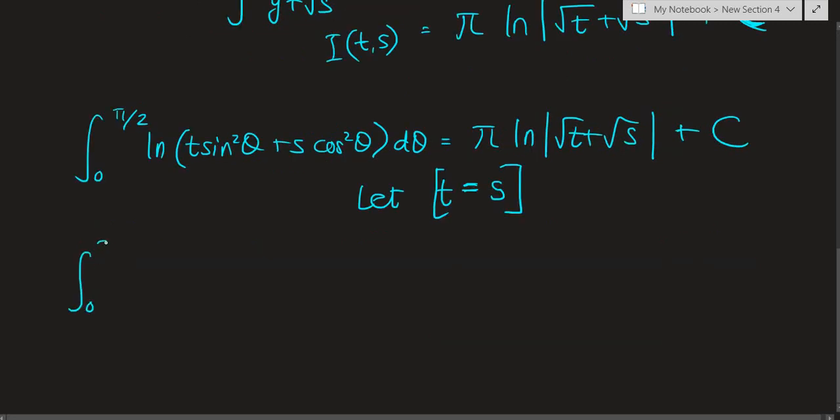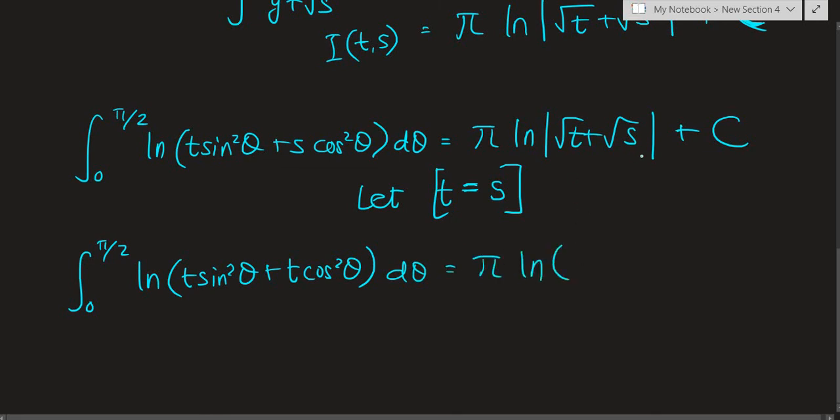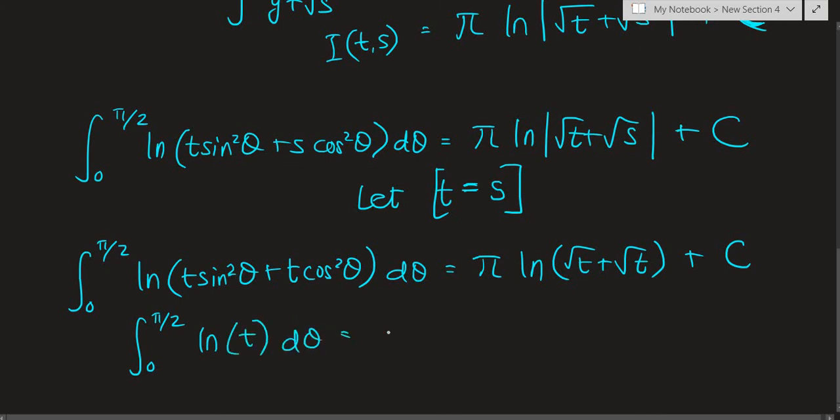So when we do that, we have the integral from 0 to π/2 of natural log of t times sine squared theta plus t times cosine squared theta, because both of the parameters are equal, d theta, and we have π times natural log of square root of t plus square root of t, plus c as it is. C is the constant, unchanged. So now notice we have the integral from 0 to π/2 of natural log of t times cosine squared theta plus sine squared theta, which is going to be 1. So we just have natural log of t d theta over here, equal to π times natural log of square root of t plus square root of t, which is 2 times square root of t, plus c.